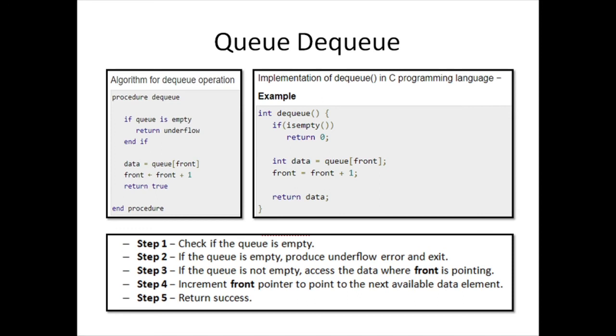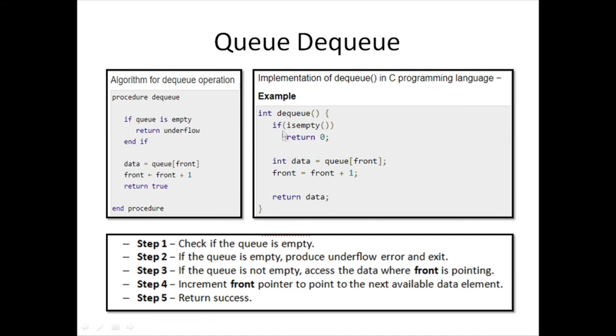So let's now take a look at the algorithm and C language implementation of the dequeue function. Again, step 1, check if the queue is empty. In our algorithm, if the queue is empty, return underflow. So if the queue is empty, produce an underflow error and exit. That is reflected in this pseudocode for our algorithm. And then if the queue is not empty, access the data where front is pointing. So we get the data where the front is pointing and then store it in this variable. Then step 4, increment front pointer. So front equals front plus 1 to the next available data element. Then return true. So return success. So that was our algorithm.